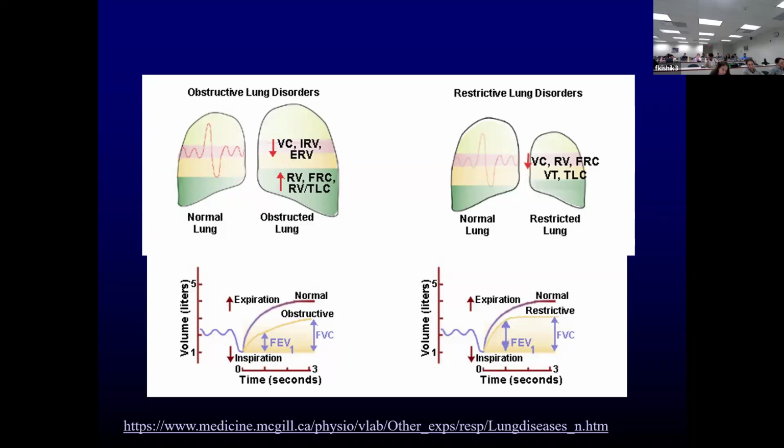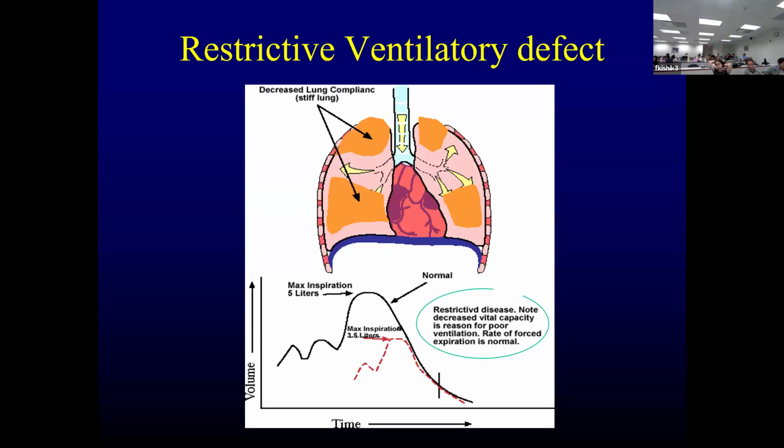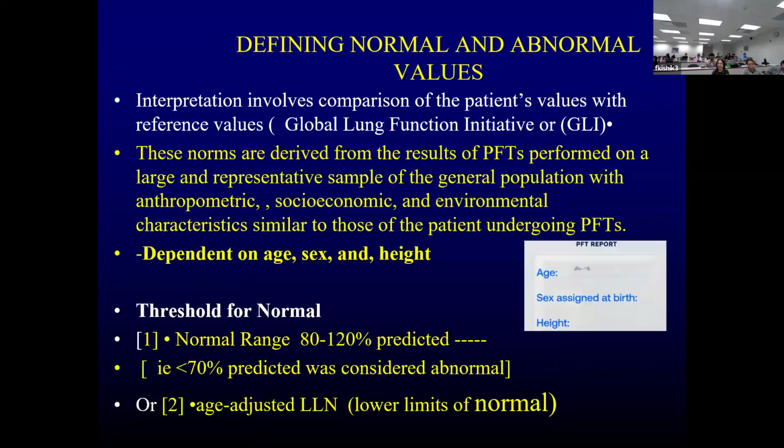And then in restrictive disease all the volumes are decreased. TV is decreased, IRV is decreased, RV is decreased, everything is decreased, TLC is decreased. But when we do the maneuver, the FEV1 FVC ratio is preserved. We all good with this? Okay. The ratio is preserved in restrictive lung defect because the flow rates are preserved. We'll come to that in a minute.